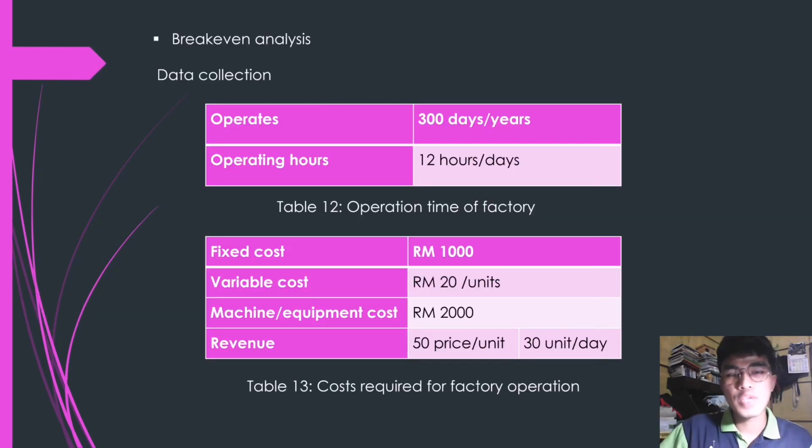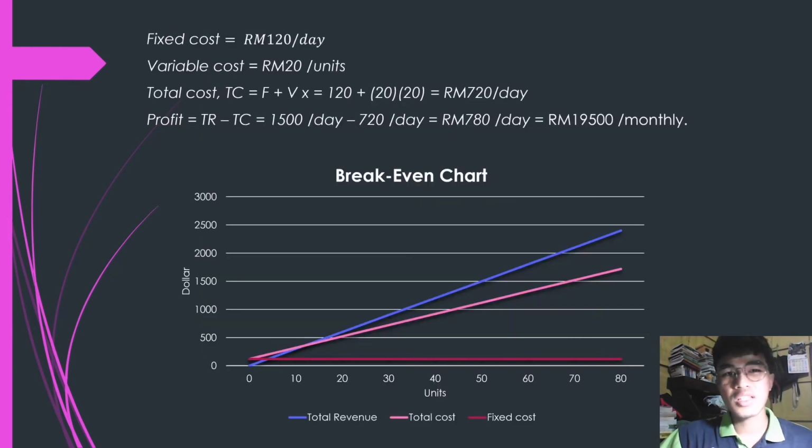I will present about the break-even, rate of return analysis, and engineering economic analysis. So this is the break-even analysis, and this is the data collection that we assume for the operation time of the factory and also for the cost required for factory operation. From the data that we assumed earlier, we can know the fixed cost, variable cost, total cost, and also the profit that the company can get. For the monthly profit, the company can get up to 90,500 ringgit. And this is the break-even chart.